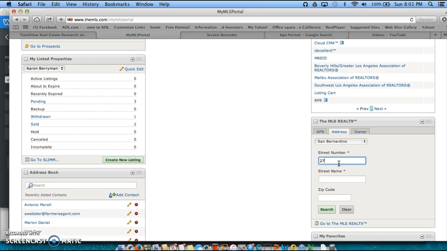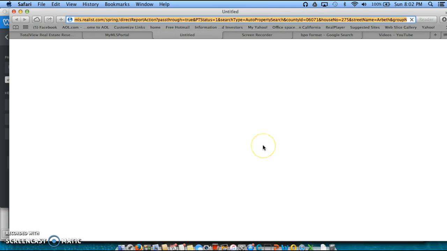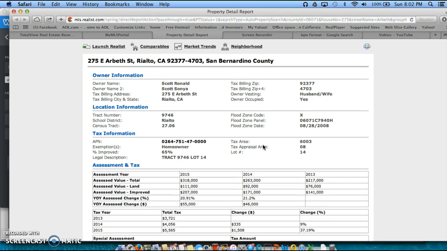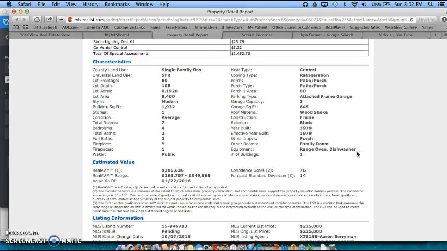Our street number is 275. Street name is Arbeth. And we go search. And what this is going to do is it's going to give us a very quick property profile.